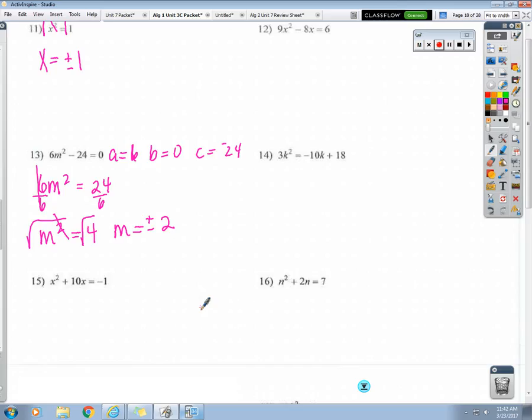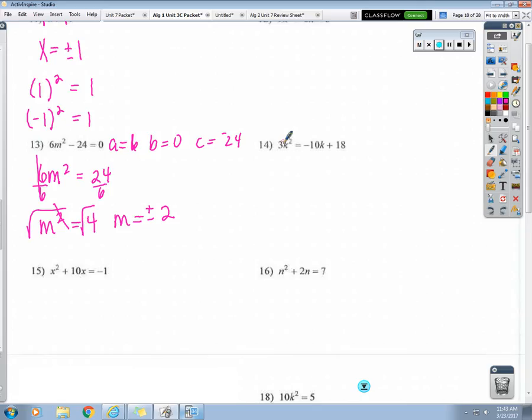Yes? Yeah, but think about it. 1 squared equals 1. Negative 1 squared equals 1. That's why there's 2 answers, because both of them plugged in would make it equal 1.